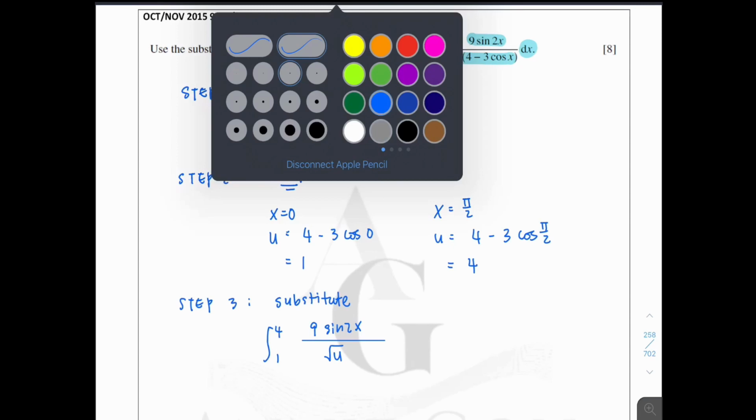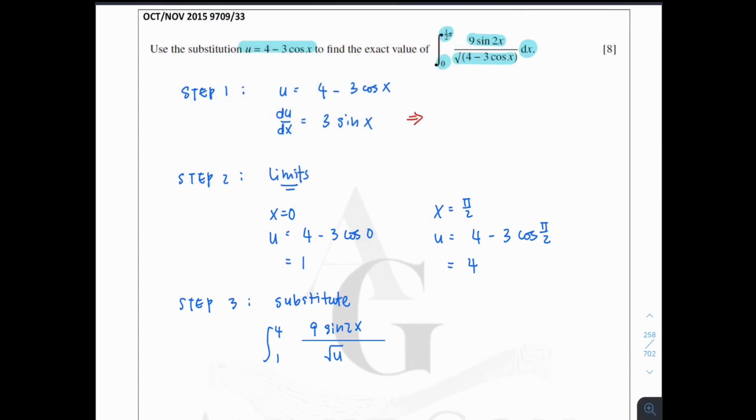From step 1, you just need to rearrange to make dx the subject. So dx should be equal to du over 3 sine x. And then we just need to substitute the dx into here, and eventually you will get du over 3 sine x here.